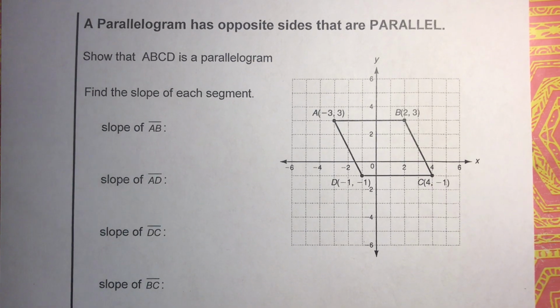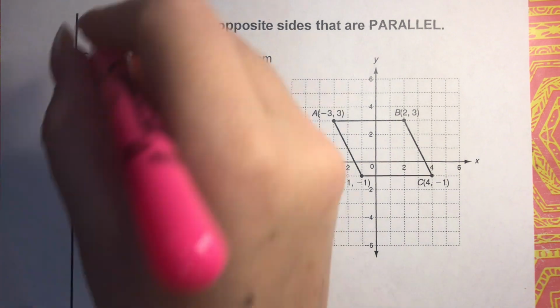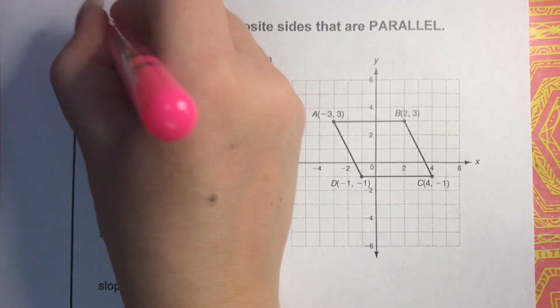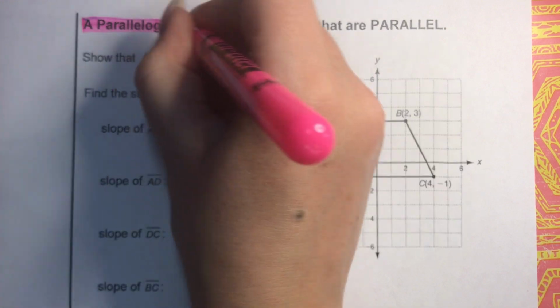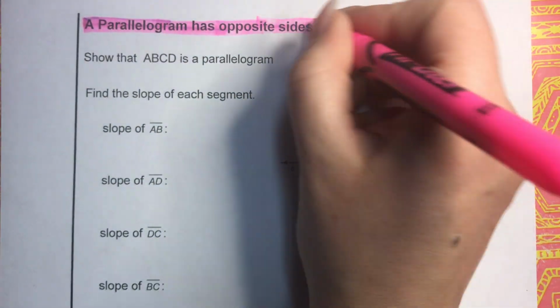All right, we are going to talk a little bit about geometry. So we're going to talk about parallelograms. A parallelogram is a four-sided figure that has opposite sides that are parallel.